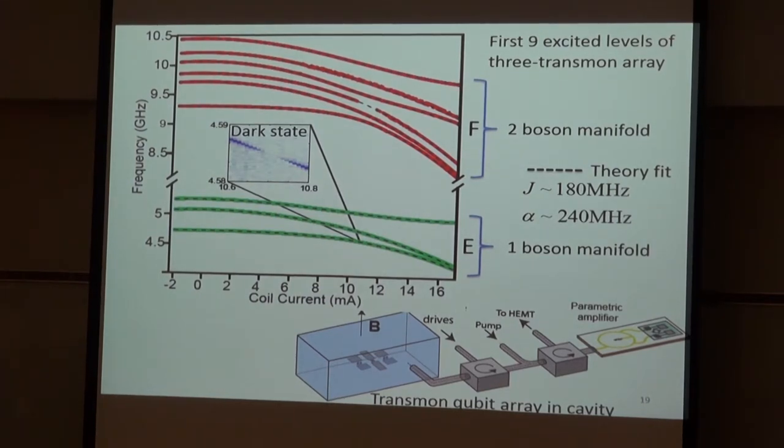Putting the ground state at zero energy, we can make a simple Hamiltonian which accurately fits the first 9 energy levels and how they move around as a function of the magnetic field, which is moving the outer two guys relative to the center guy's transition frequency. There's also a trim coil that can differentially move those two.